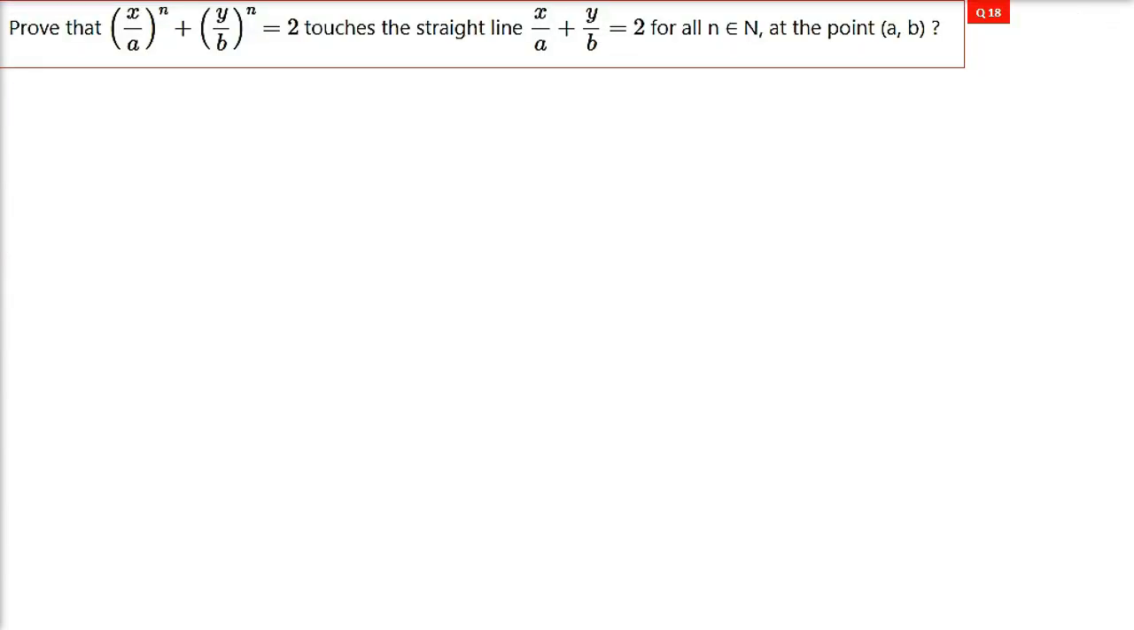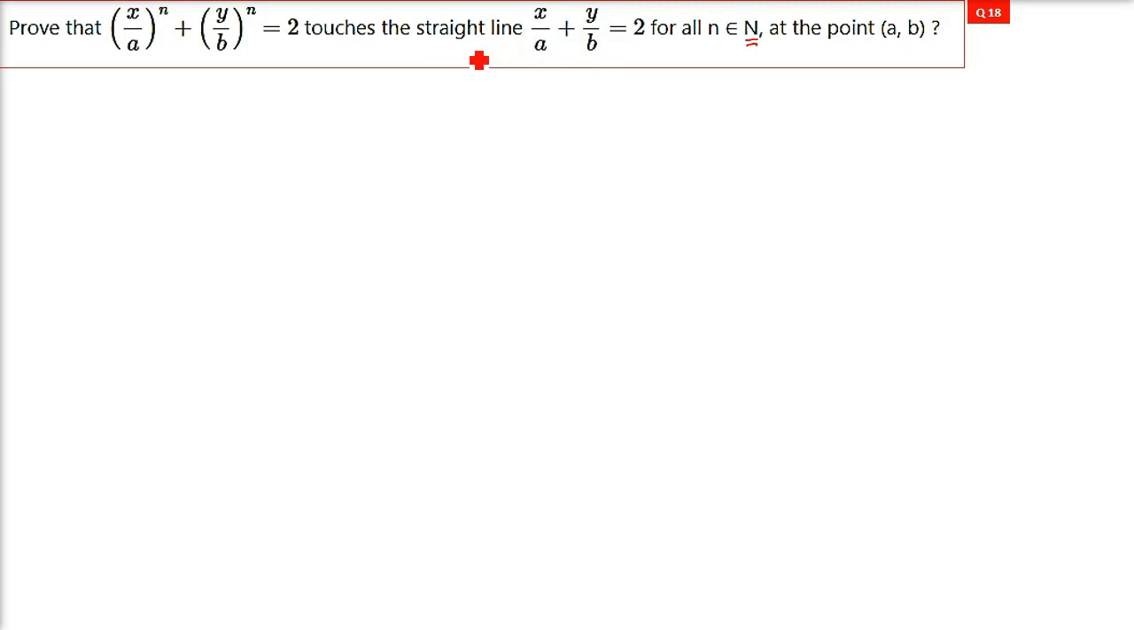So we have to prove there is one equation here, there is another equation there. We have a straight line which is x by a plus y by b equals 2, and this line is touching at point (a, b) to this curve. The concept will remain the same. There are no numbers here. That is the only thing, and there are certain powers being given.